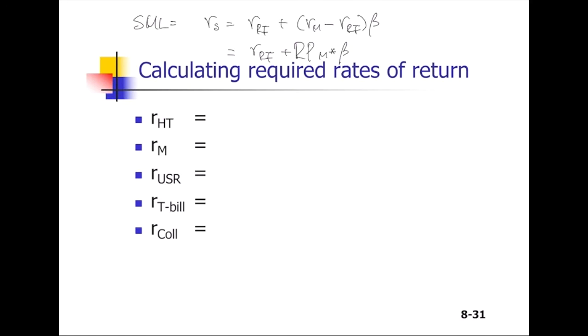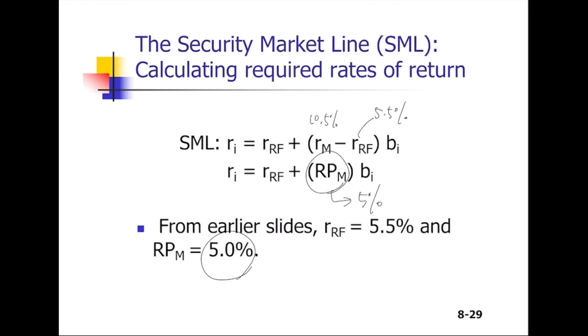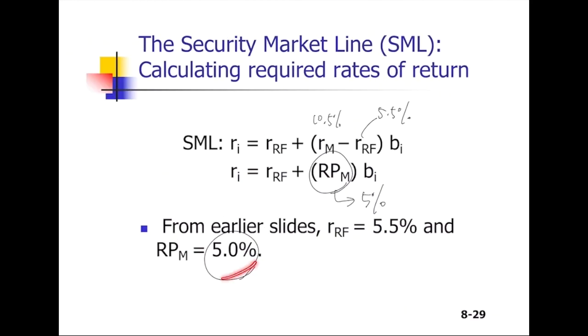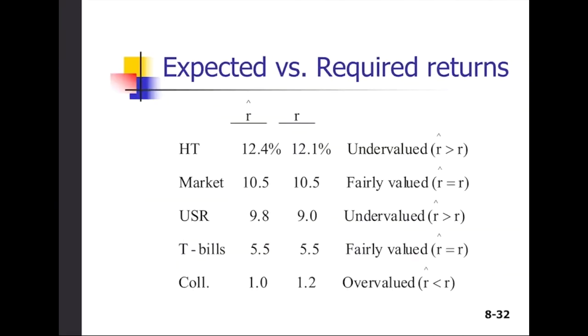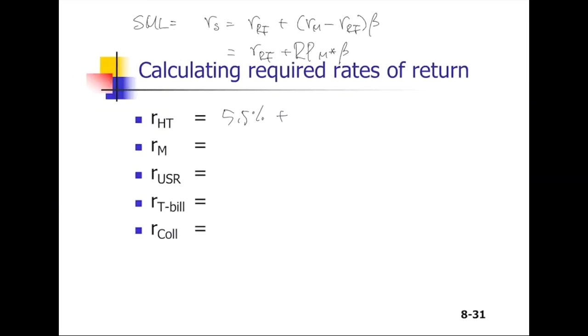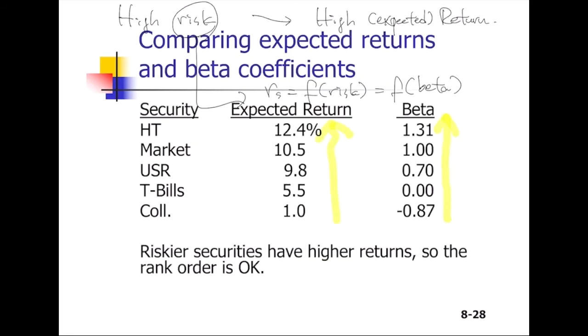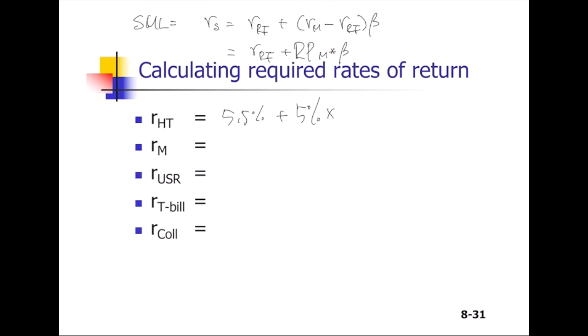So 5.5. What is market risk premium? It is here, right? 5%. So 5% multiply beta. Beta is here, right? So you input the numbers, 1.31, that is 12.1%, and repeat this process.